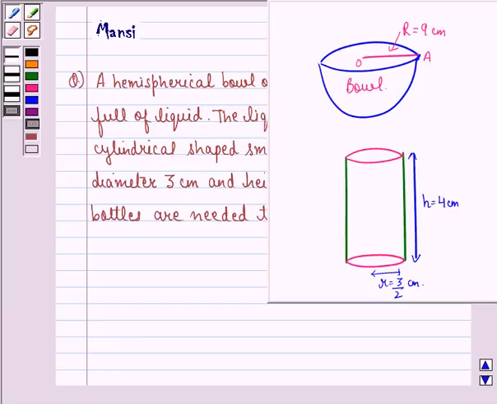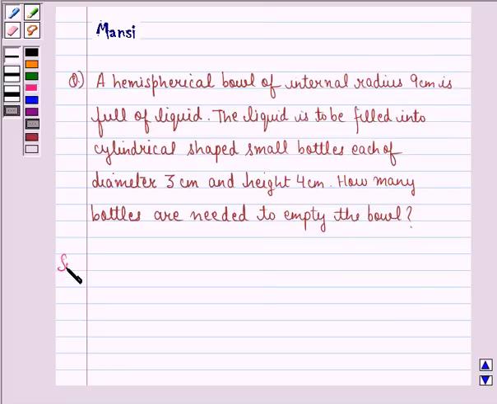Now we see that let this be the hemispherical bowl of internal radius 9 cm. This is full of liquid. Now this liquid is to be filled into these cylindrical shaped small bottles each of diameter 3 cm. So radius will be 3 by 2 cm. Height is 4 cm. Let us start with the solution to this question.